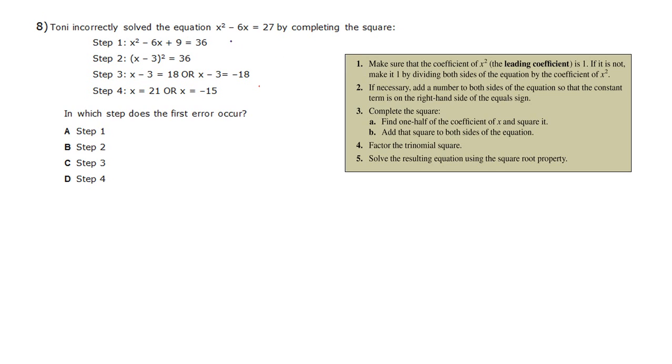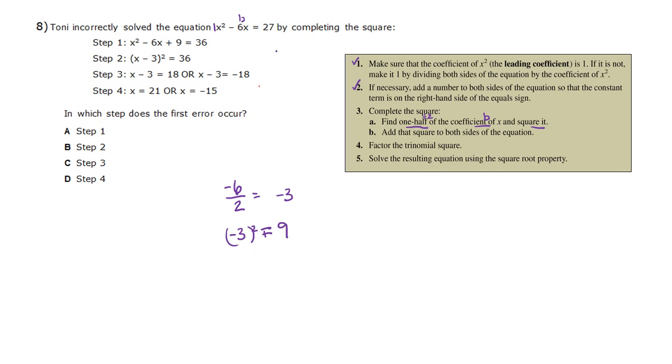So first off, coefficient of x squared is 1. That's right. Then add a number, we don't have to worry about that because it's equal to 27, so this is good. Then we take our b, divide it by 2, and then we square it. So our b is -6. Here, let me put it down here. -6 divided by 2 is -3, and then we square it. That is equal to 9.